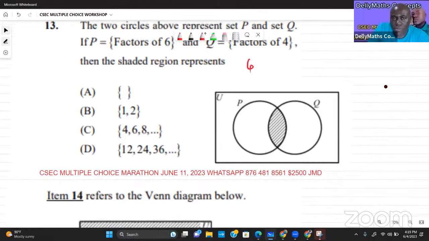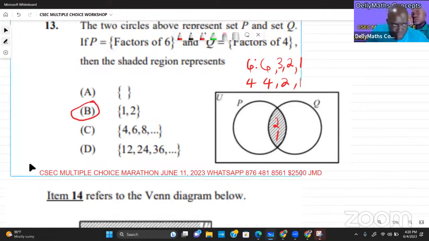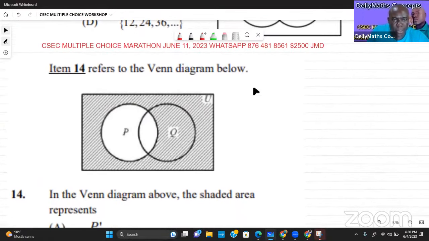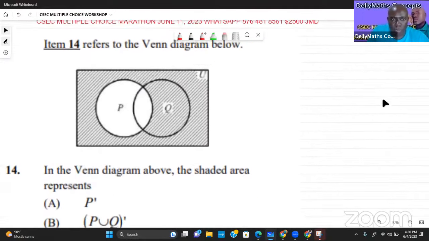You want to list the factors of 6. And remember, factors are numbers that can go into the number without a remainder. So for 6: 6, 3, 2, 1. Factors of 4: 4, 2, 1. So when you look at this, what are the numbers that are shared by both? 2 and 1. Those are the numbers that are shared by both. So you want to respond to the question. Easily, the answer is 1 and 2.